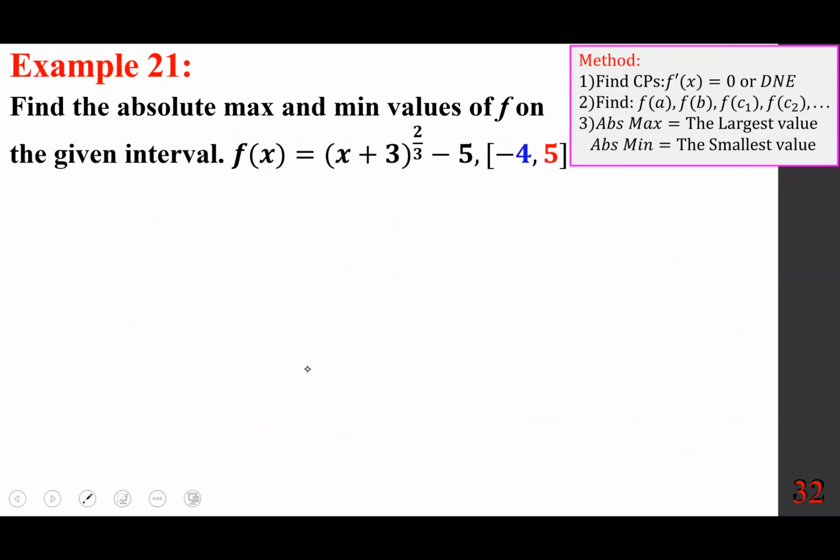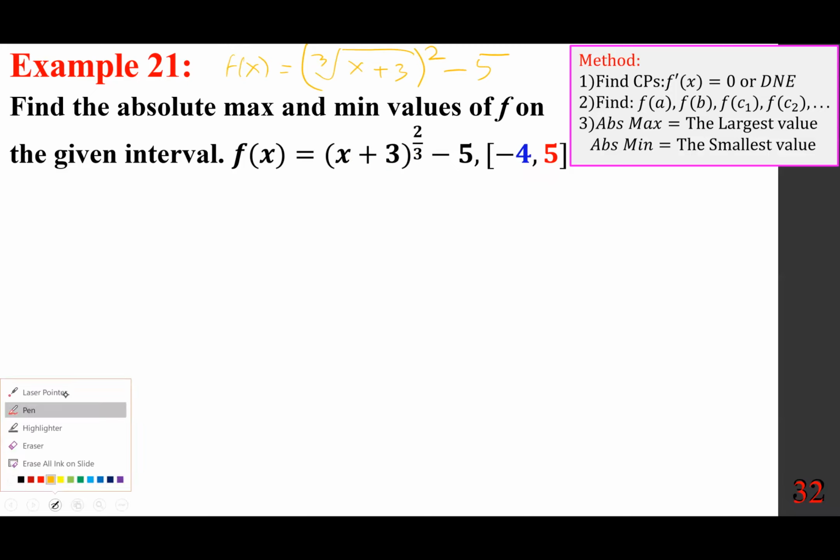Let's look at another example to make sure we master this. We want to find the absolute max and min value of this function, f of x equals x plus 3 to the power of 2/3 minus 5, in the interval of minus 4 to 5. So what type of function do we have? That's the question. x plus 3 to the power of 2/3 means the cube root of x plus 3, quantity squared, minus 5. So we have a cube root that is being squared and then minus 5.